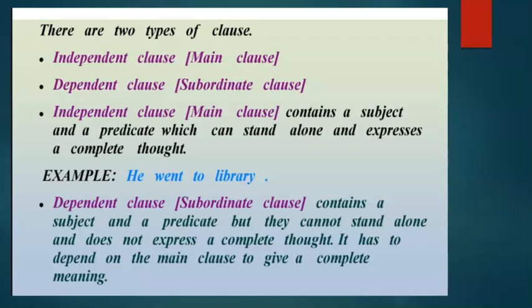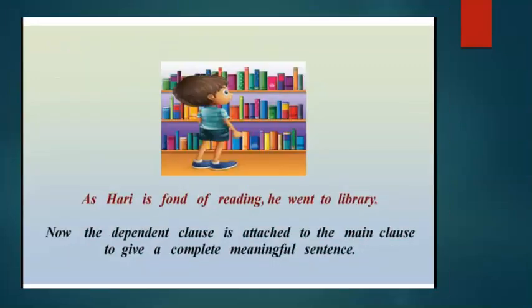While dependent clause, that is, we may call it subordinate clause as well, contains a subject and a predicate, but they cannot stand alone and doesn't express a complete thought. It has to depend on the main clause to give a complete meaning. Let's continue with the next one. Let's continue with the example as well.